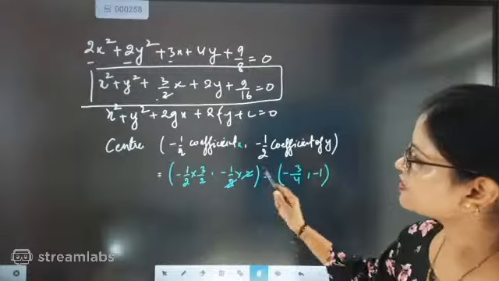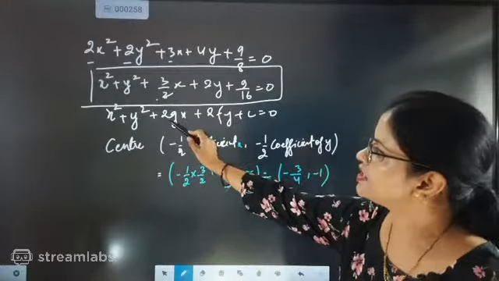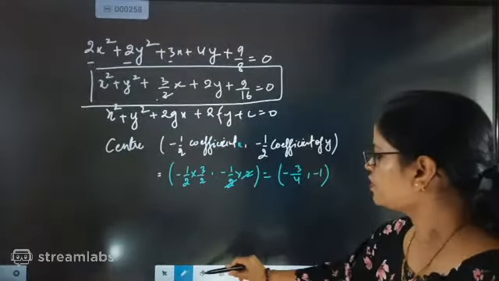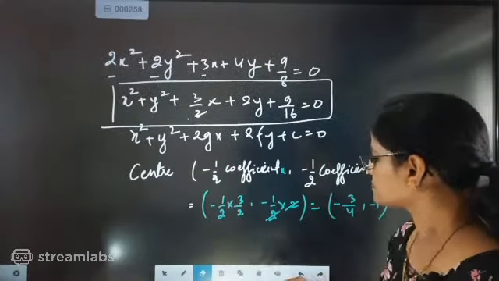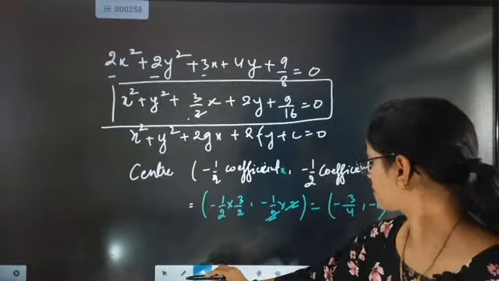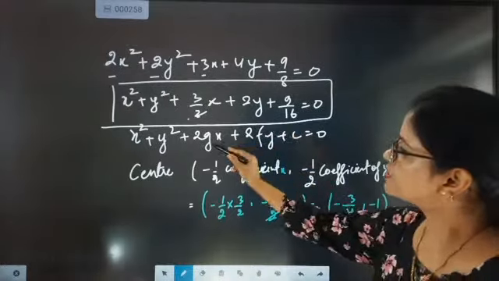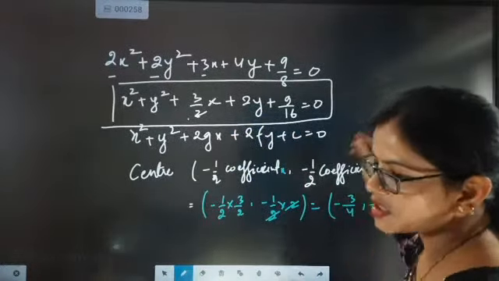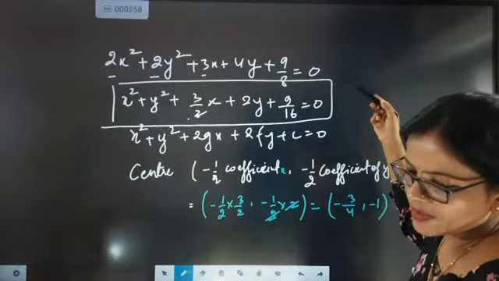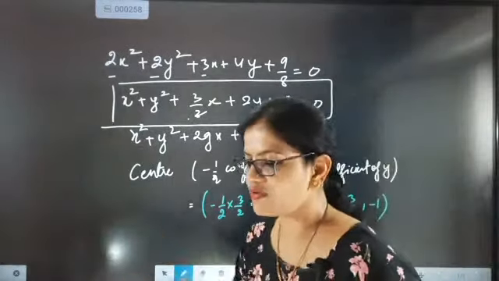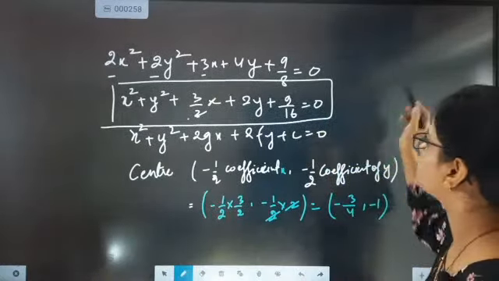And then here one small work is there. You just see here, 2g is equal to 3 by 2. So g is coming as 3 by 4. Saranya, solve and say the center, beta. First the center and after that the radius.